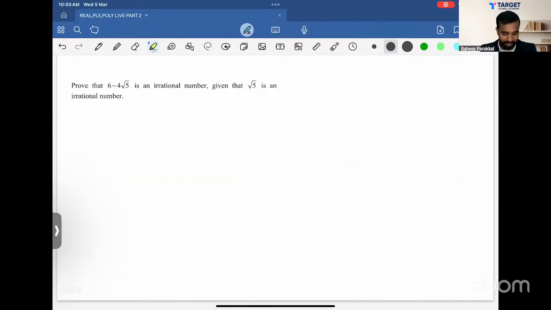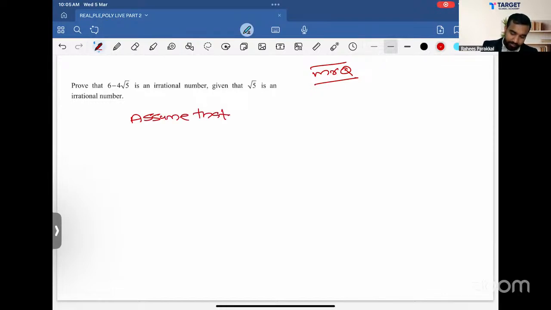Question number 3. Prove that 6 minus 4 root 5 is an irrational number, given that root 5 is irrational. This is a most repeated question. First, assume that 6 minus 4 root 5 is rational. I'm just assuming the opposite of irrational. Assume that 6 minus 4 root 5 is rational.